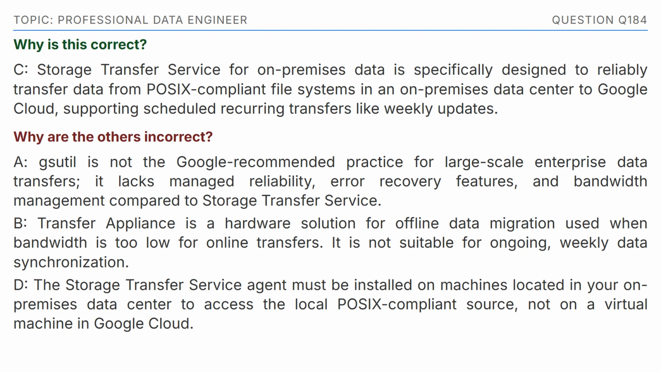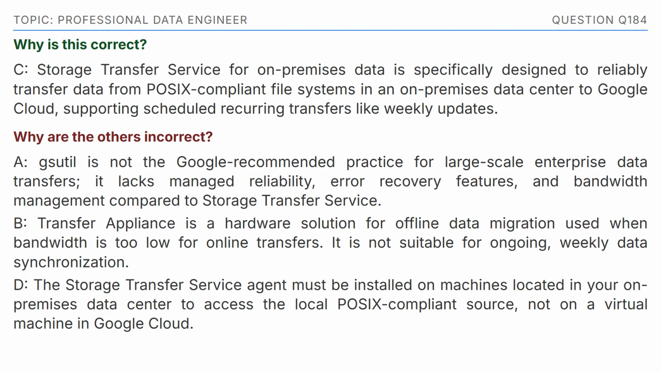C. Storage Transfer Service for on-premises data is specifically designed to reliably transfer data from POSIX-compliant file systems in an on-premises data center to Google Cloud, supporting scheduled recurring transfers like weekly updates. Why are the others incorrect?